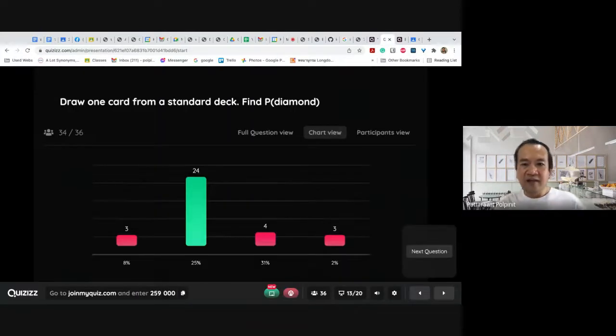Okay. So this one is asking: draw one card from a standard deck, find the probability of a diamond. Most of you got it correctly. Now you understand the question. So how many cards are diamonds? 13, right? This answer is in percent, so 1/4 of the cards are diamonds. So 25%. Very good.